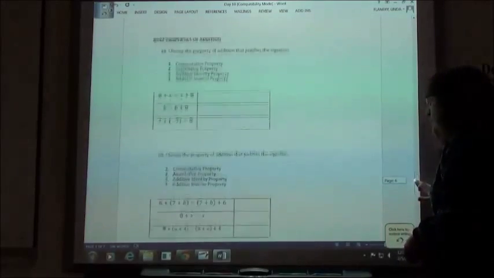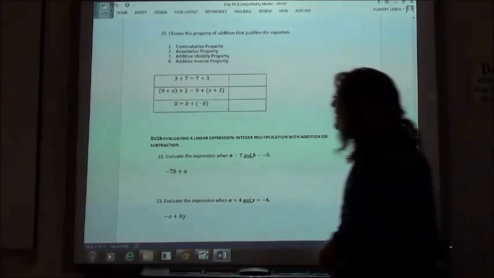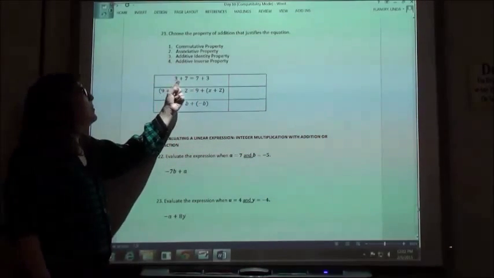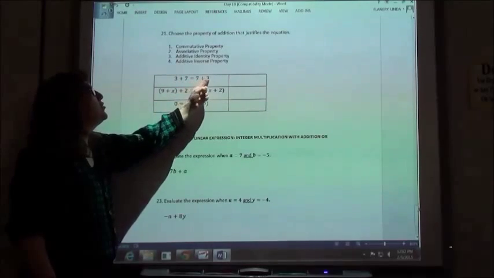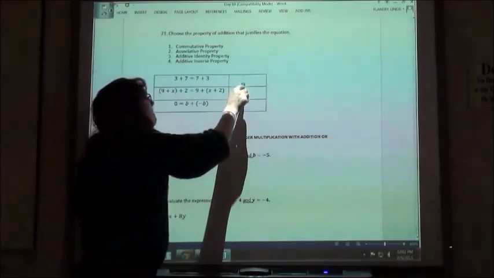So we're going to do one last one here, at least of the properties, and we're going to pick out what properties we have. So 3 plus 7 equals 7 plus 3. They've just switched the order around. Commutative property.